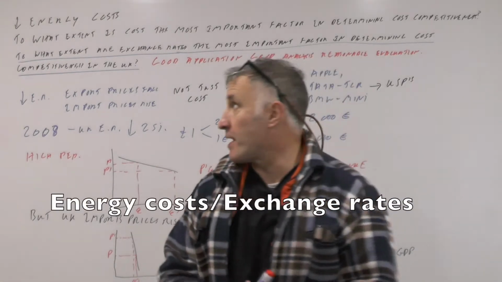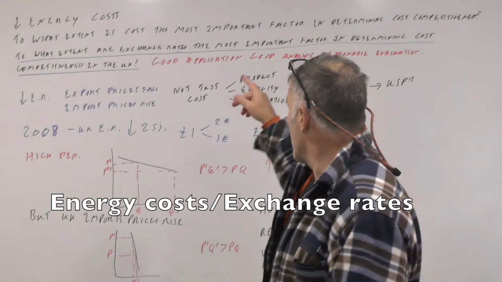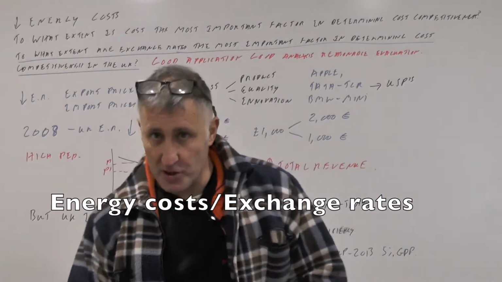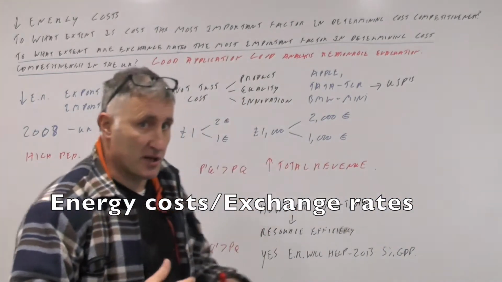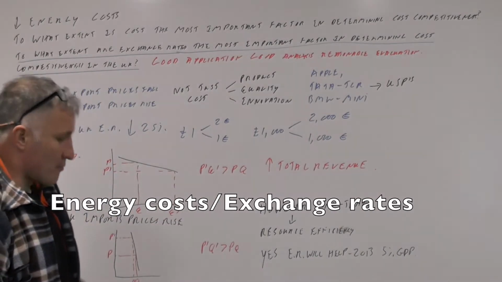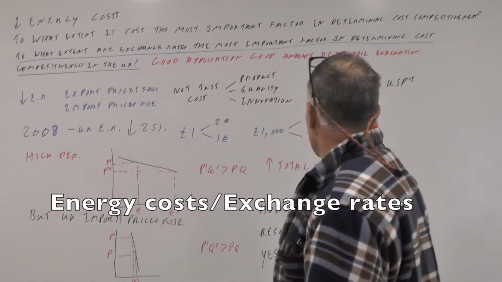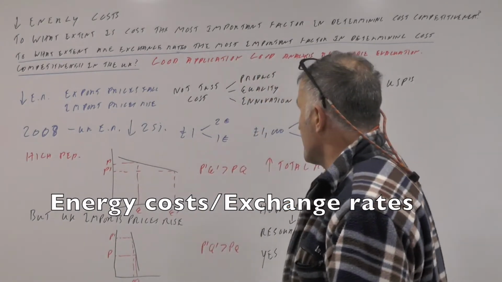Okay, lesson 5, this is manufacturing, and this one is to do with energy costs. To what extent is cost the most important factor in terms of deciding whether to locate in the UK, and also to what extent are exchange rates the most important factor in terms of determining cost competitiveness in the UK?